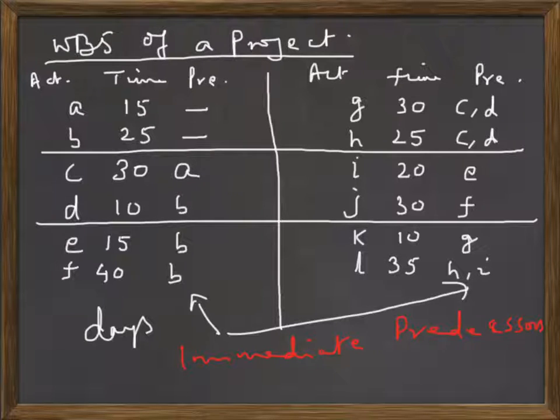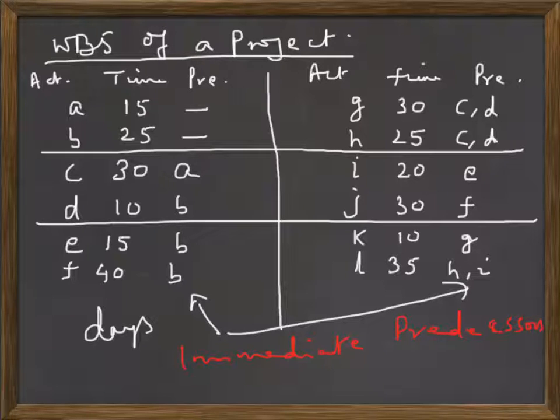That means that to start A, there is no immediate predecessor, meaning A can be started in the beginning. Similarly, B can be started in the beginning. But to start C, you need to finish A. Similarly, to start D, you need to finish B. Same way, E can be started only after B is completed.